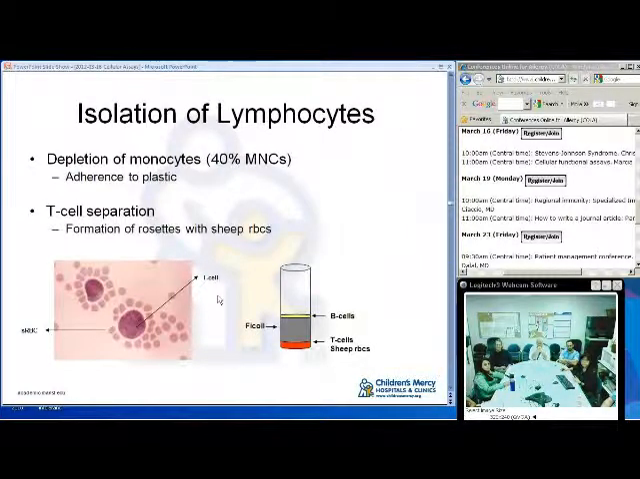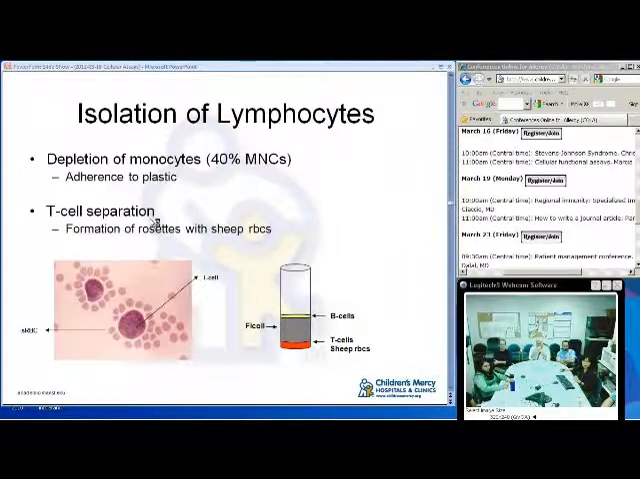Now, if you wanted to isolate the lymphocytes from the mononuclear cells, first you would need to deplete the cells of monocytes. And the easiest way to do that is by adherence to plastic. 40% of the mononuclear cells in blood are monocytes. And so we could just take those mononuclear cells from the post-Ficoll and put them on plastic and incubate them at 37 for a couple hours. And then just gently take off those non-adhering cells, which would be the lymphocytes.